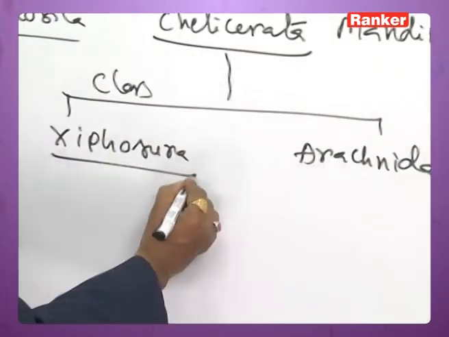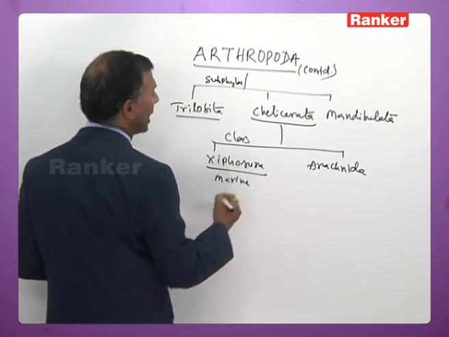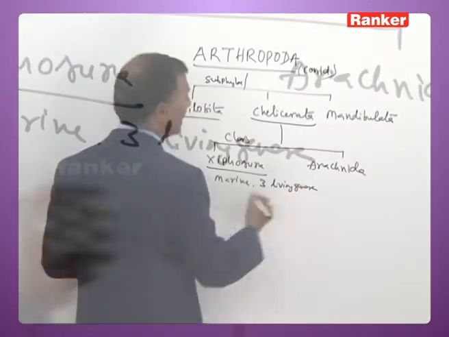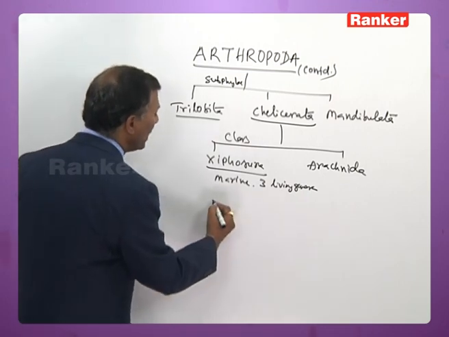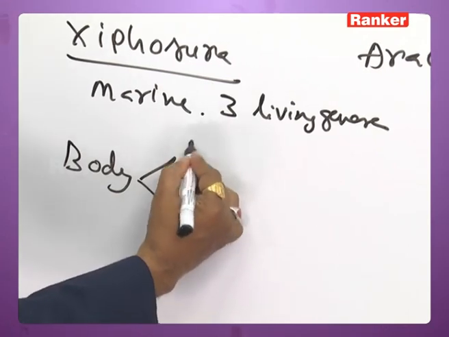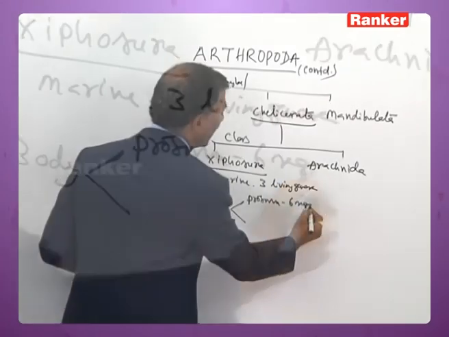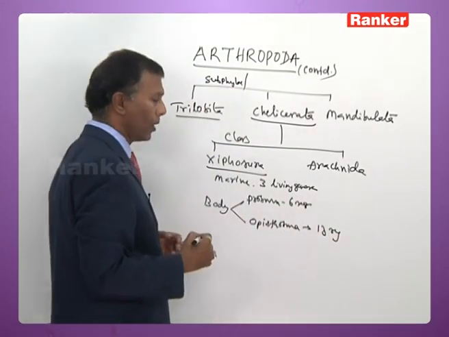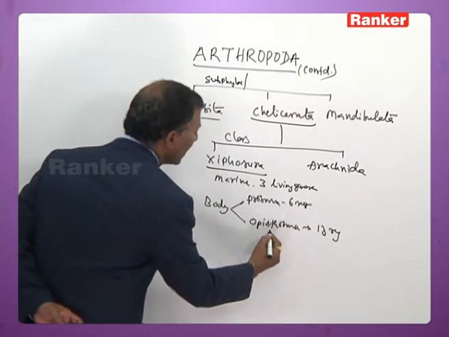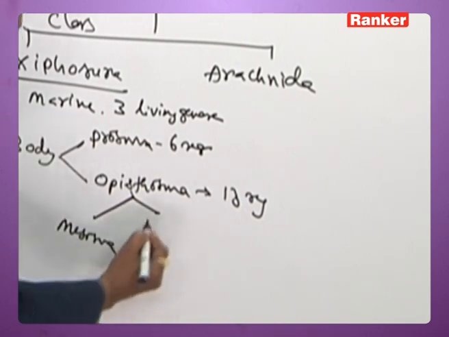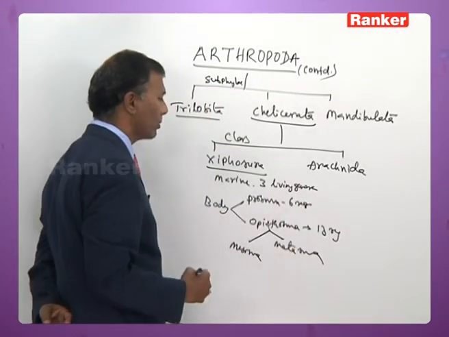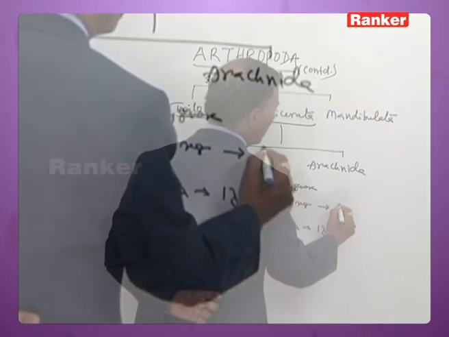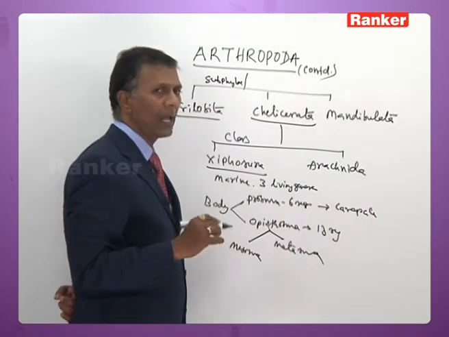Now the Xiphosurans all are marine. Most are extinct, represented by only three living genera. Xiphosura body is divisible into prosoma, which is 6-segmented, and opisthosoma, which is 13-segmented. Opisthosoma is again divided into mesosoma and metasoma. Now, prosoma is covered by a shield-like shell called carapace.